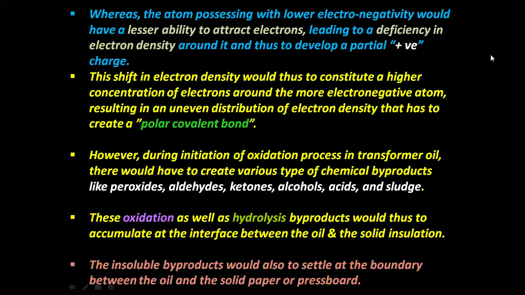However, during initiation of the oxidation process in transformer oil, various types of chemical byproducts are created, like peroxides, aldehydes, ketones, alcohols, acids, and sludge. These oxidation as well as hydrolysis byproducts would accumulate at the interface between the oil and the solid insulation. The insoluble byproducts would also settle at the boundary between the oil and the solid paper or pressboard.